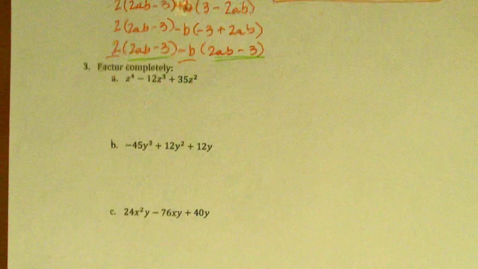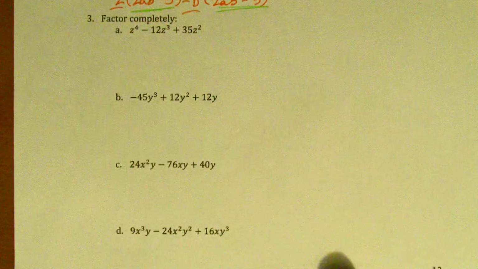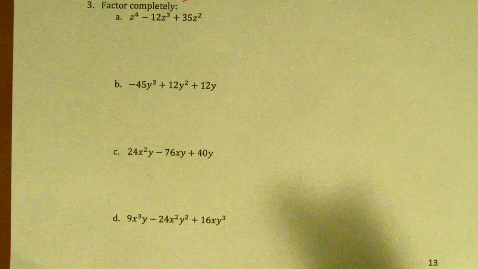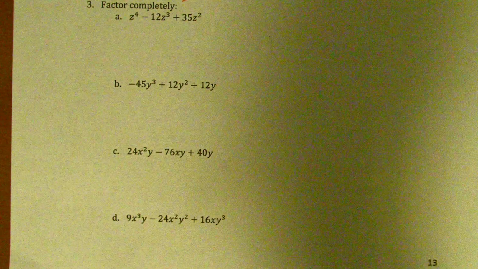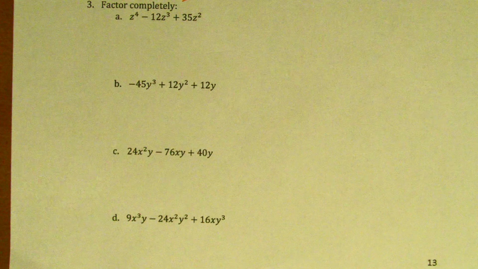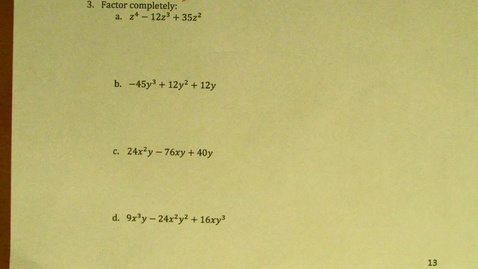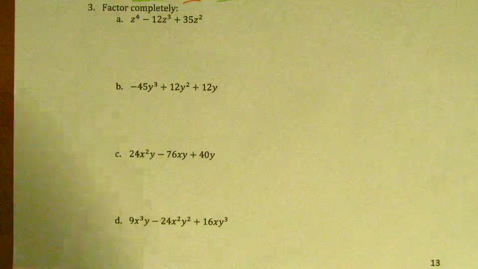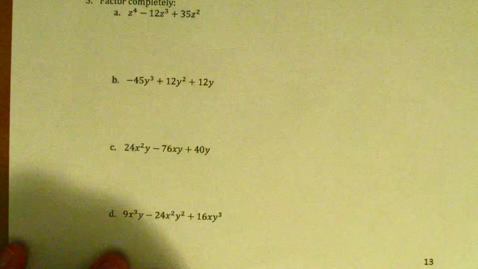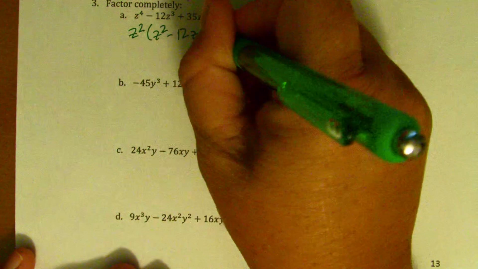Now let's do some other factoring here. And these might look a little bit more complicated. In fact, I know they look more complicated than the ones that we were just doing, but we can still apply the same method to these. Again, anytime we're factoring, we always want to pull out the greatest common factor first. Looking at these 3 terms here, there's a common factor of z squared, left with z squared minus 12z plus 35.